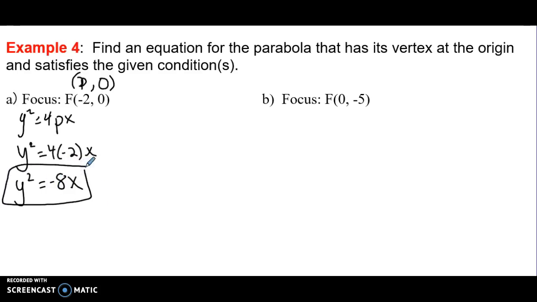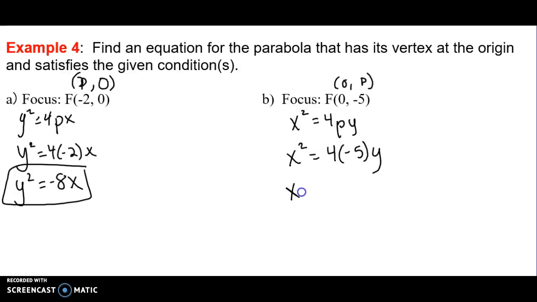Part B, when I look at this, I know that this is going to be 0, p. So I know that this is going to be a vertical axis. Same thing, except I'm going to use the equation x squared equals 4py. Substitute your p, so you have x squared equals 4 times -5 times y. So you get x squared equals -20y. And that's your equation.